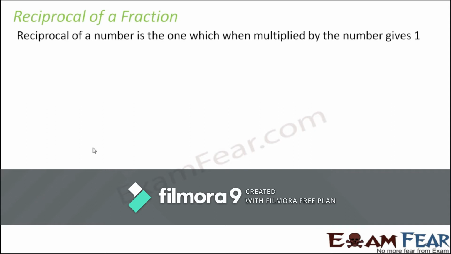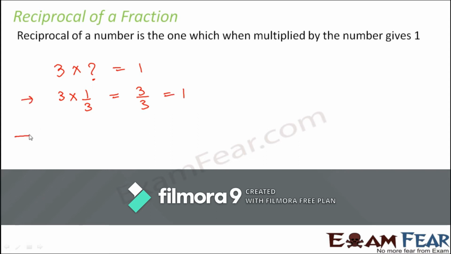So let us look at some examples. Let us take the example of 3. So 3 is a number. Do you think there is any number which when multiplied by 3 would give 1? Yes, of course you can think of a number like this, and that is nothing but 1 by 3. So when 1 by 3 is multiplied with 3, you get 3 by 3, which is equal to 1.